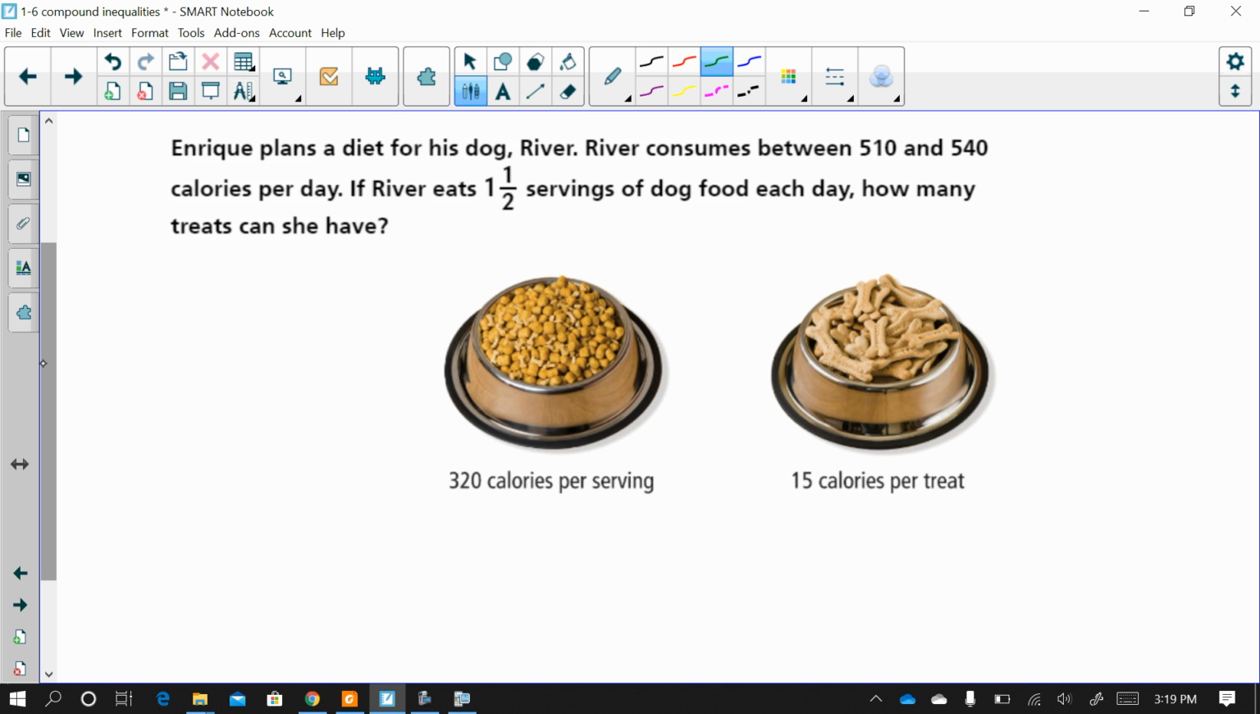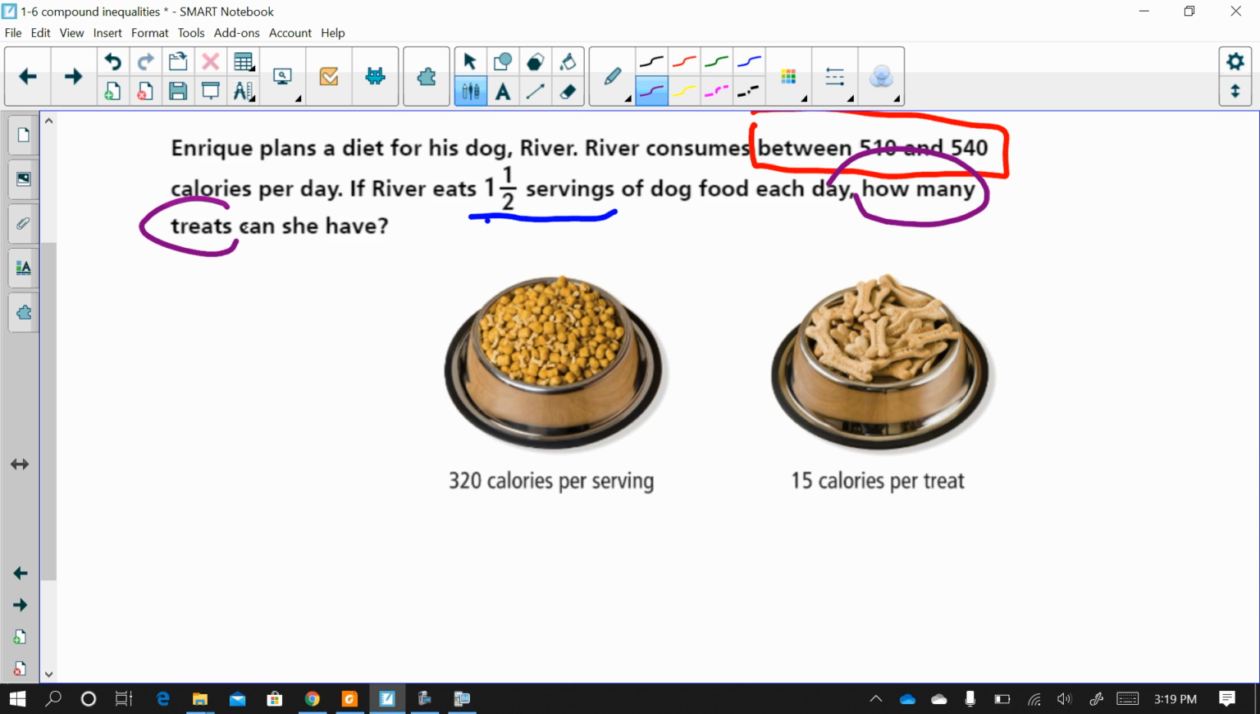Okay, so words that are popping out to me. Between 510 and 540. I also see she eats 1.5 servings of dog food. And finally, I see the special words, how many. Okay, so I'm looking for treats. I don't know how many treats she's getting. So that's what I'm solving for. So I'm going to say x is the number of treats.